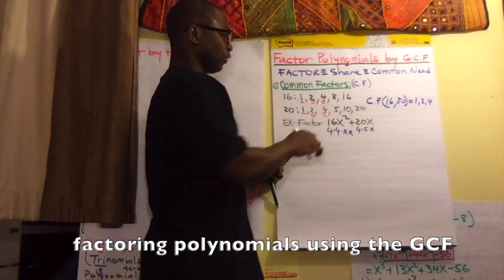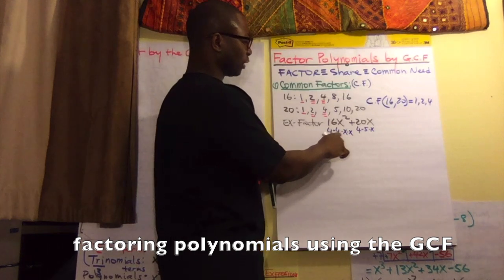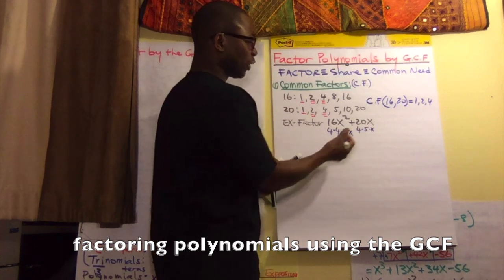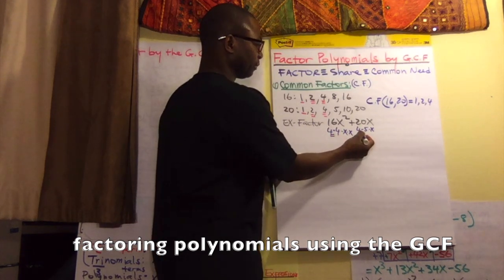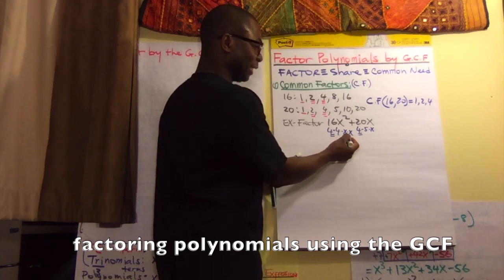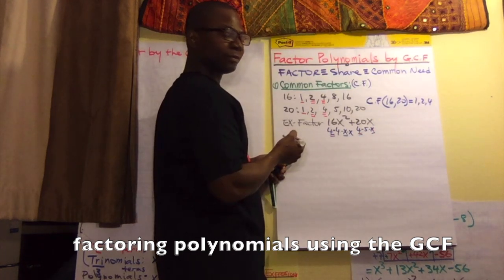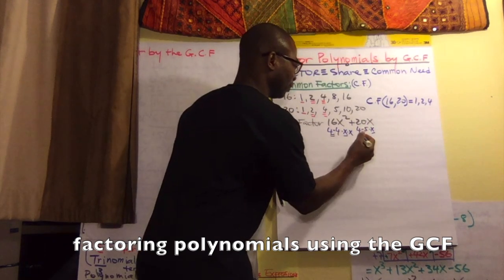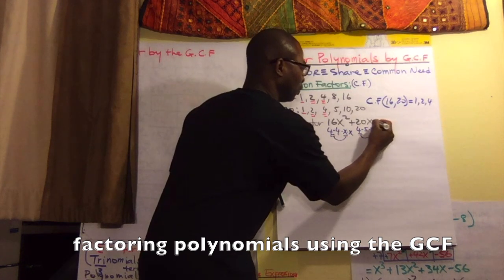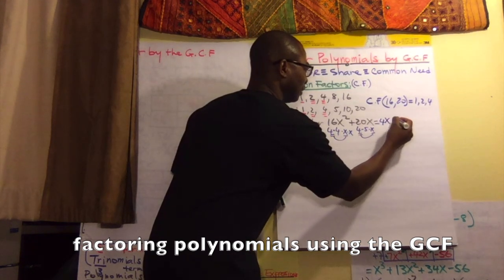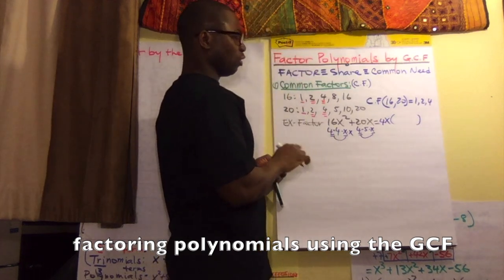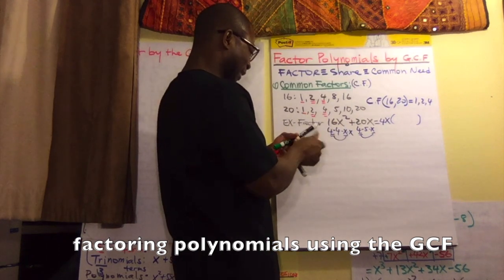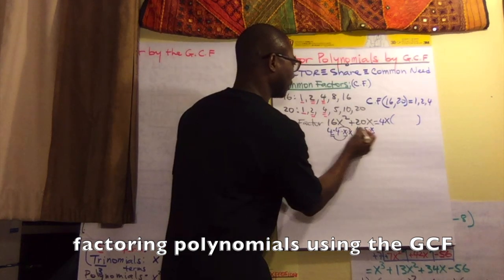If we take 16 and break it down, we get 4 times 4 times x times x. If we break 20 down, we get 4 times 5 times x. Now we see they have one 4 in common, and they have one x in common. So we write our answer, what they have in common, 4x. We leave it outside. And whatever is left over, we put inside. Here we have 4x left. We're going to put that inside.